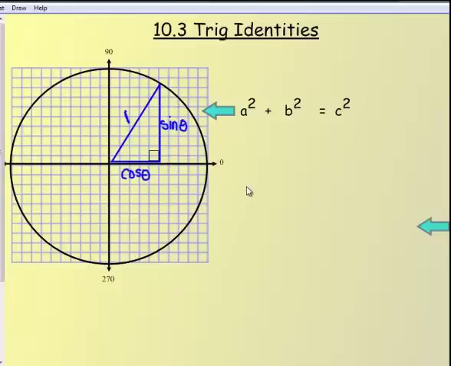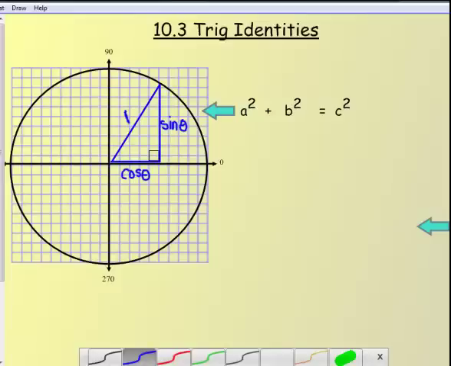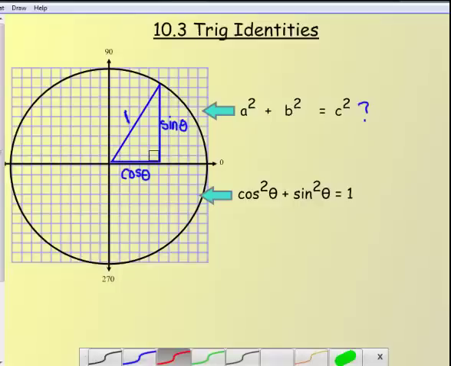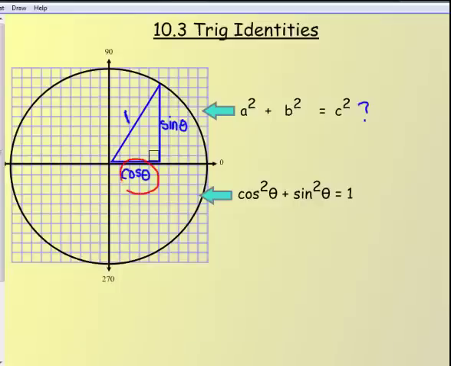So now, can we take Pythagorean's theorem and turn it into cosine and sine? Absolutely. There's your first identity. Cosine squared plus sine squared will get you 1 because it makes sense. Side squared plus side squared gets you the hypotenuse squared.